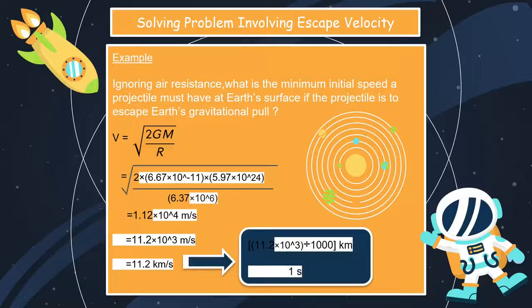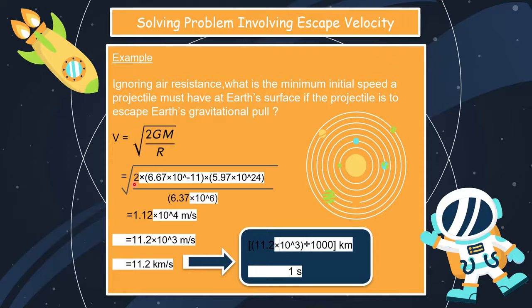Thank you. Let us solve a problem involving escape velocity. Ignoring air resistance, what is the minimum initial speed a projectile must have at Earth's surface if the projectile is to escape Earth's gravitational pull? So we can use this formula to solve the problem. V is equal to square root of 2GM over r.